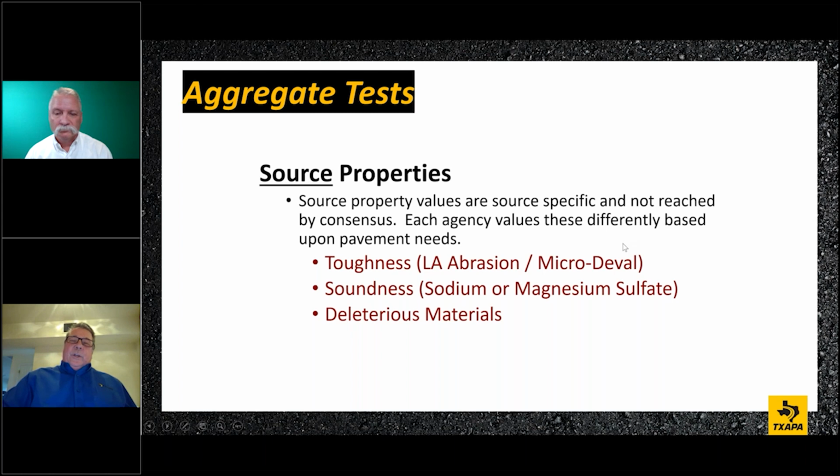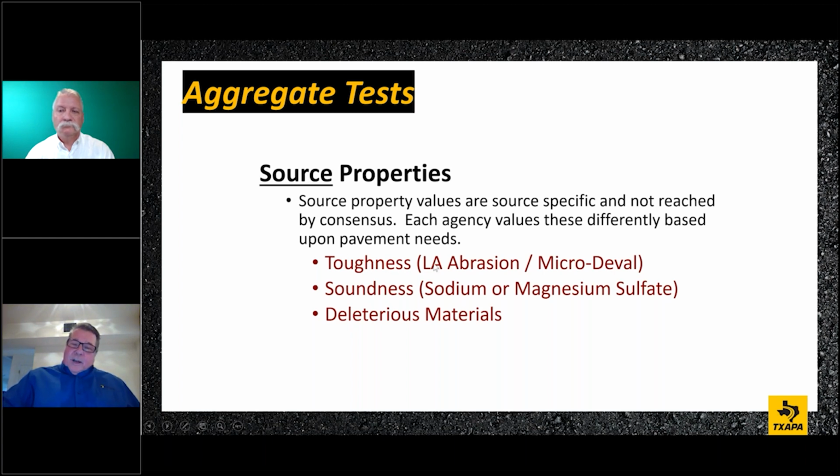The other tests that we look at are called source properties. Source properties or values are from specific sources, and they're not reached by consensus. In other words, these are test values that each agency has different values for. So it depends on your pavement needs, on whether you need a very durable or very tough rock, or a very dense rock.